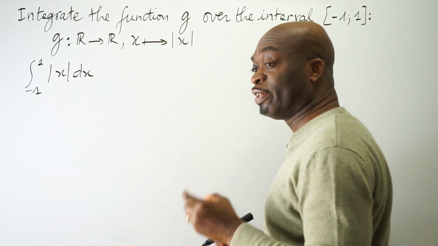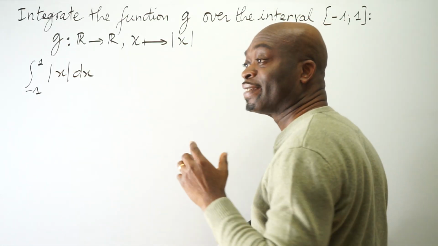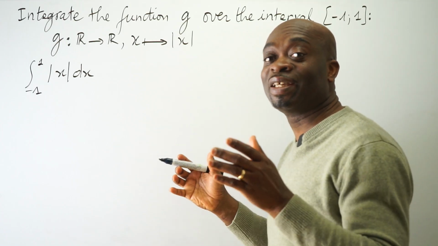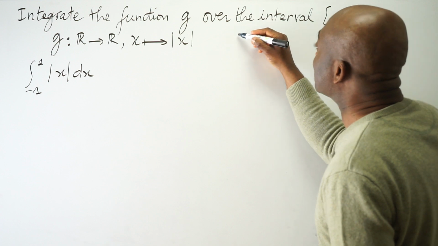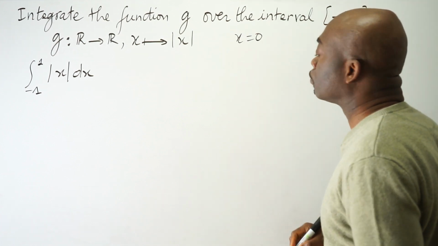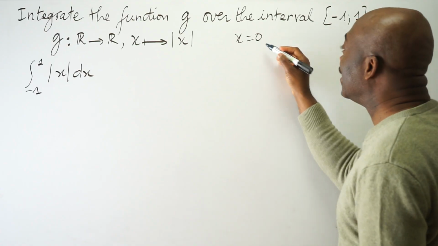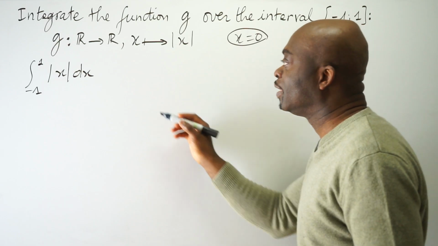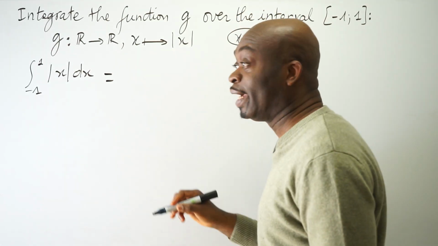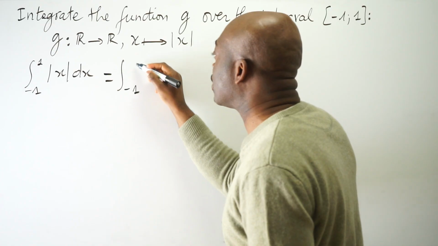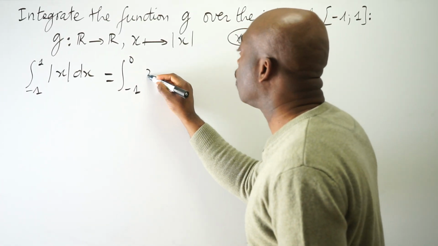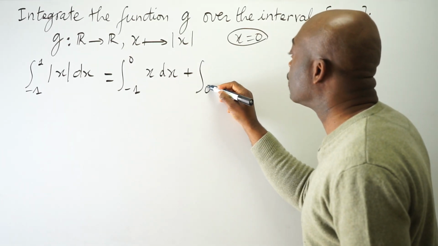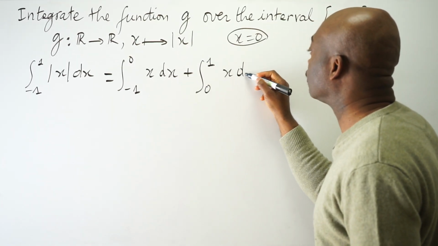What's going to happen? The first thing we have to do is take the function inside the absolute value and set it equal to 0. That's how we see where the function is going to be split. When x equals 0, there's not much work to do, so our function is split at the point 0. That means this is equal to the integral from -1 to 0 of |x| dx, plus the integral from 0 to 1 of |x| dx.